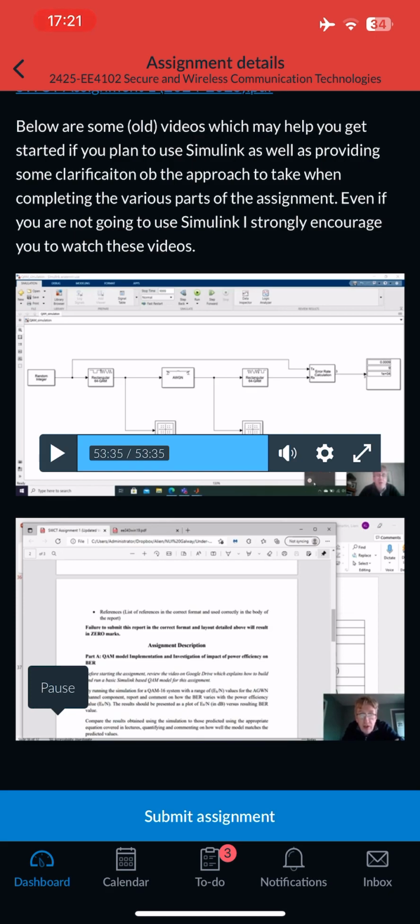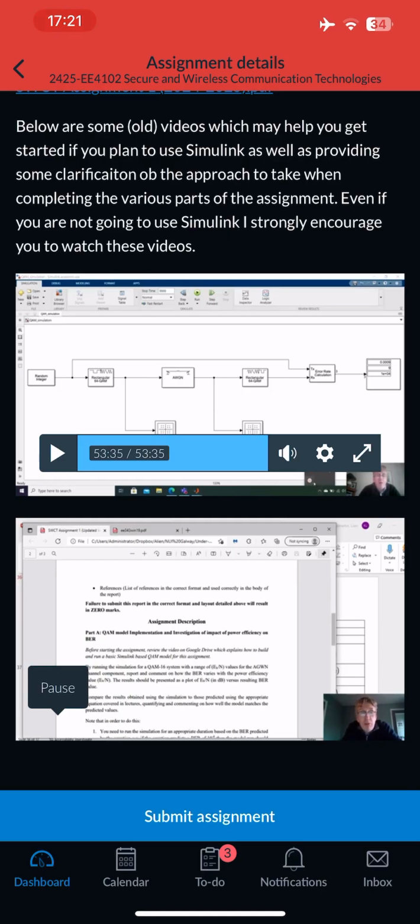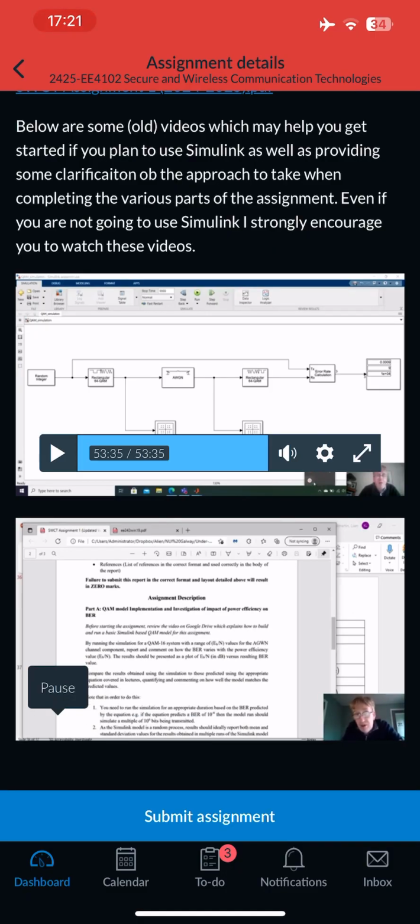Okay, if you haven't done the assignment yet, I would strongly recommend you use the updated instructions that I put up today, which has the new updated part B and part C. I think it clarifies an awful lot more what's required.